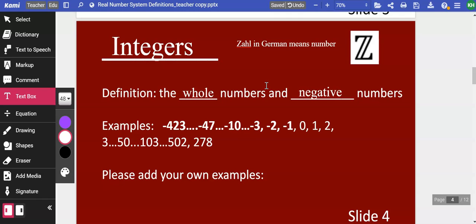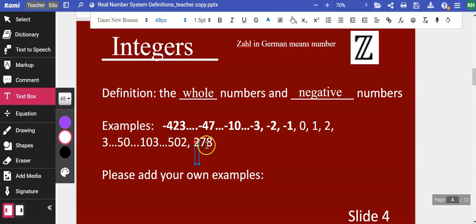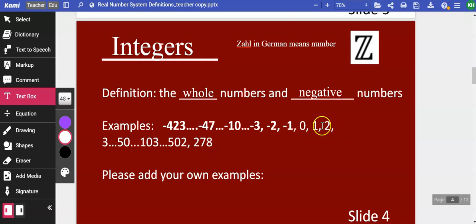And if you owe someone money, or you're thinking about below sea level, what number would represent below sea level? We can start using these negative numbers to represent some of these other abstract concepts. So here's some examples. Negative 423 is an integer, negative 47, negative 10, negative 3, negative 2, negative 1. And then, of course, all of these are still included. 0, 1, 2, 3, 50, 103, 502, 278. All of these numbers, 0, 1, 2, 3, were the whole numbers.